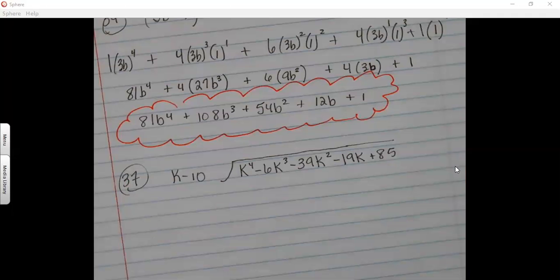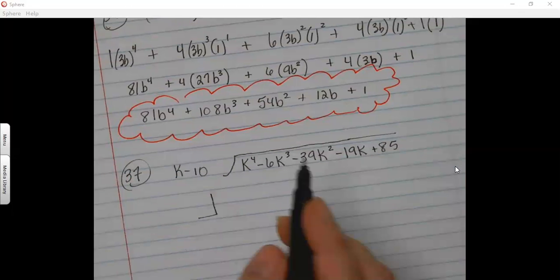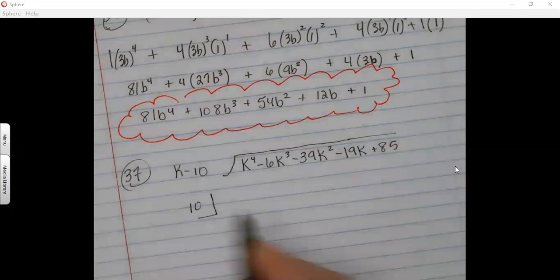Okay, so we're not missing any terms. It's linear. I'm going to do synthetic division. What number goes behind the little house? Positive or negative? Positive. You must change that sign, remember? If you don't, your whole problem's wrong.